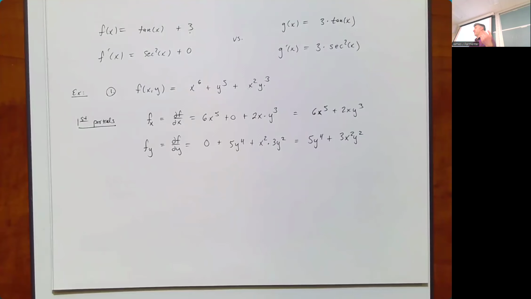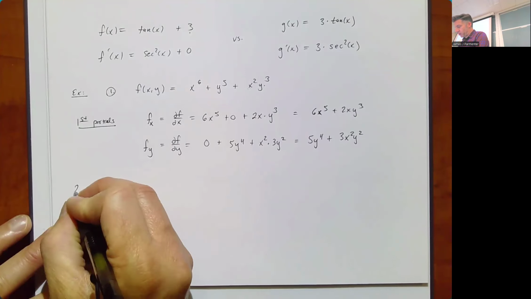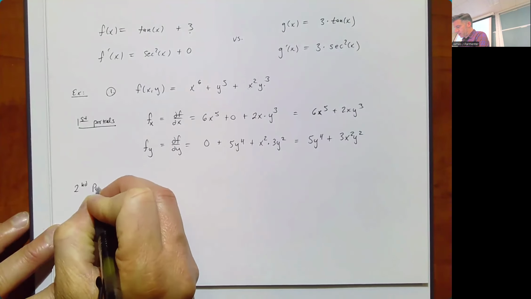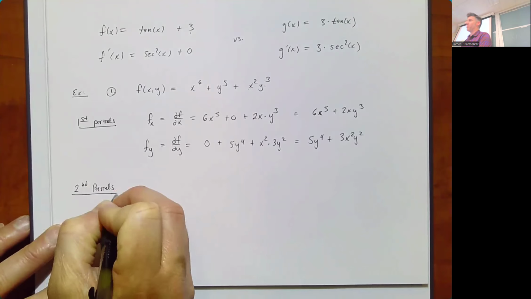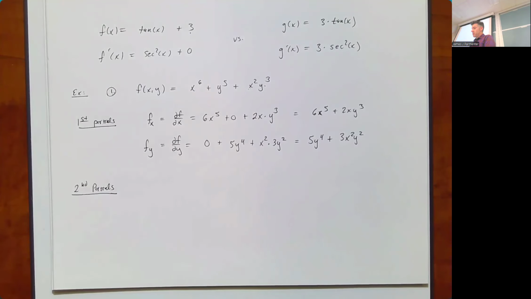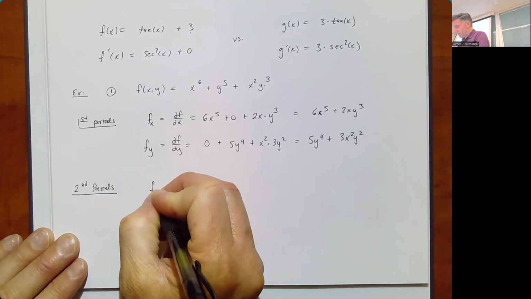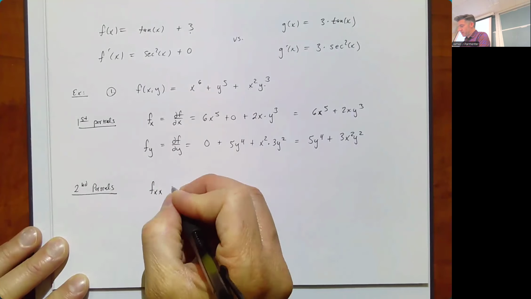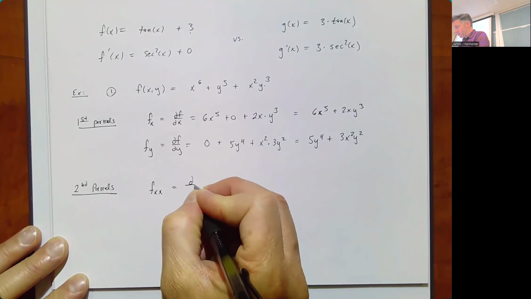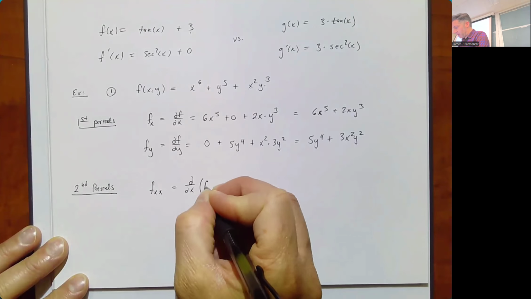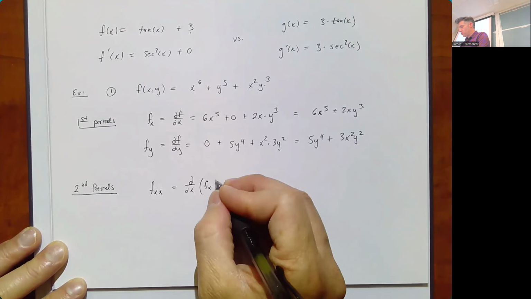Typically, we like finding the first partials and the second partials because those are the things we need to then find and classify the critical values of a function of two variables. So second partials, there's technically 4 of them, although someone might say there's only 3. So we're going to find fxx, which is just the derivative with respect to x of fx, which you could write that way.